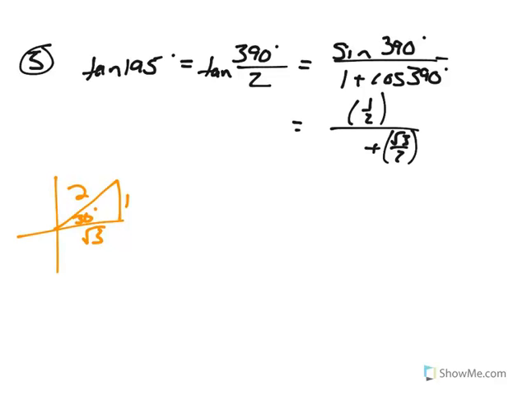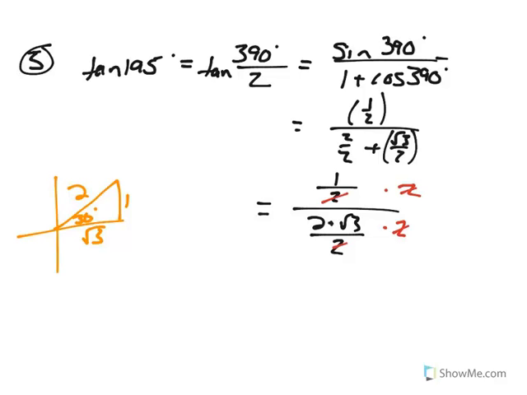I'm going to change my original 1 to 2 over 2. Adding my fractions together, since I already have common denominators, I'm going to get 2 plus the square root of 3 over 2. I multiply the top and bottom of the fraction by 2 to get rid of these dividing by 2's. And that puts it as 1 over 2 plus the square root of 3.